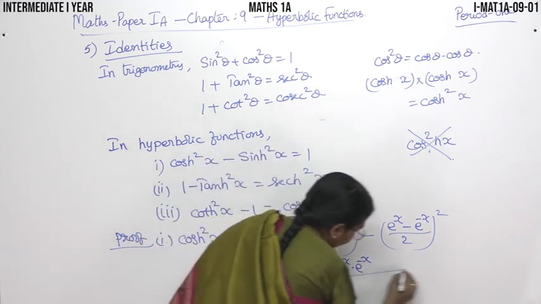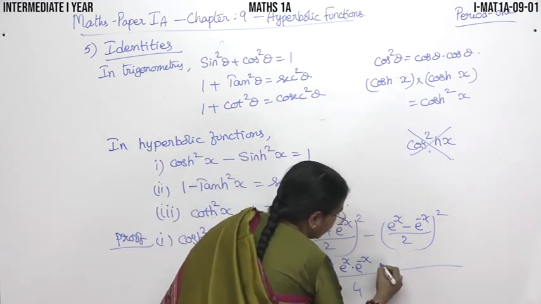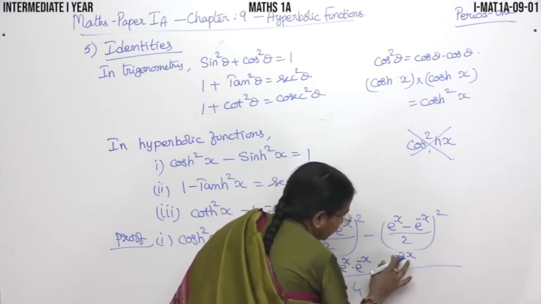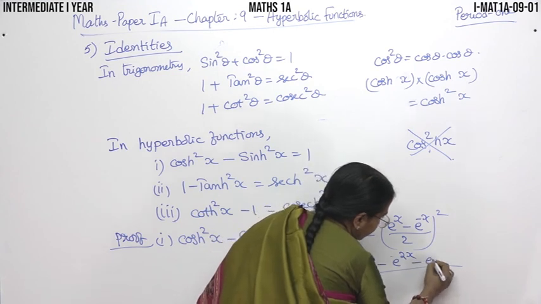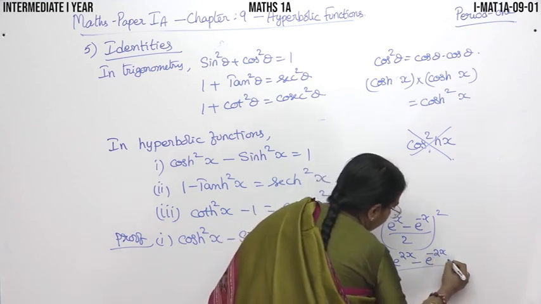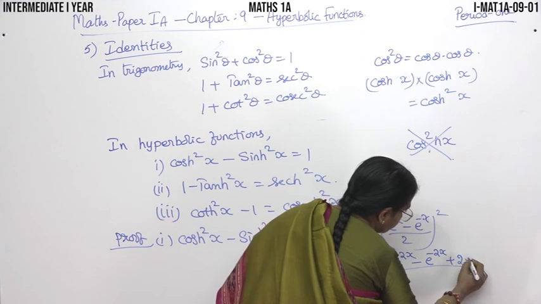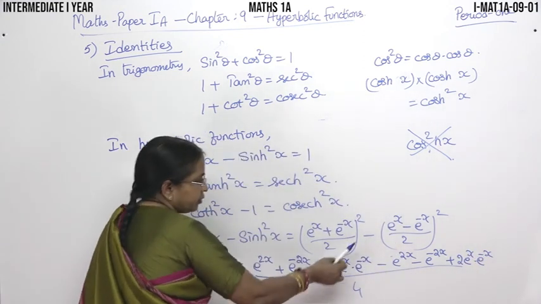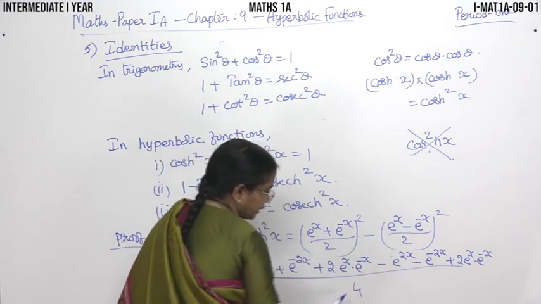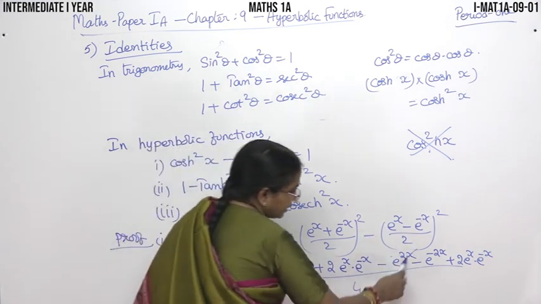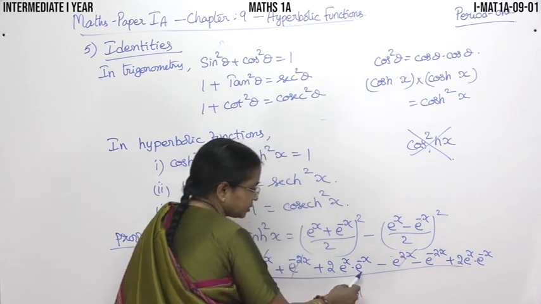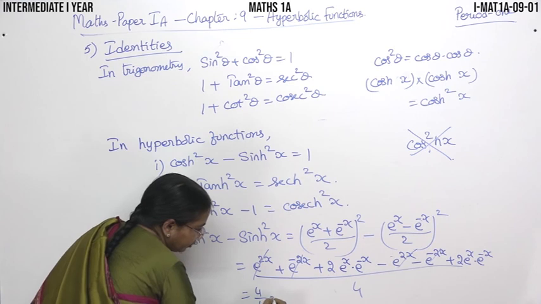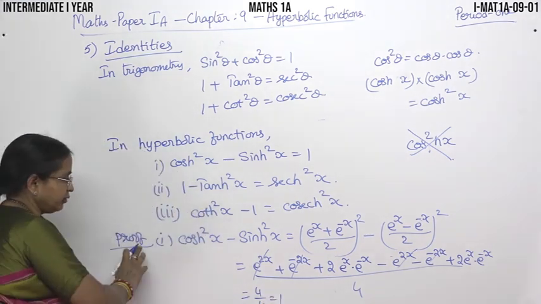The LCM is 4. If you take LCM as 4, it will be like this. Again, this is minus e power 2x minus e power minus 2x, again minus of minus plus 2 e power x into e power minus x. So if you see, you take minus, you square it, you will get like this. So these two will get cancelled. And this is also 1. So 2 plus 2 is 4. So 4 by 4 is equal to 1. So like this we prove the first one.